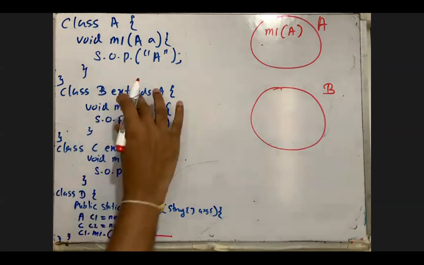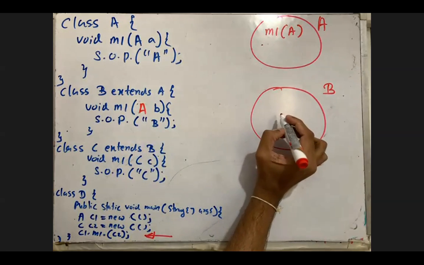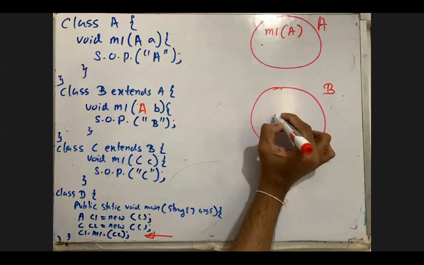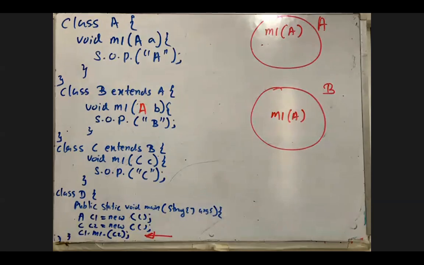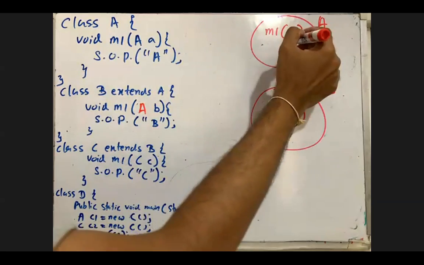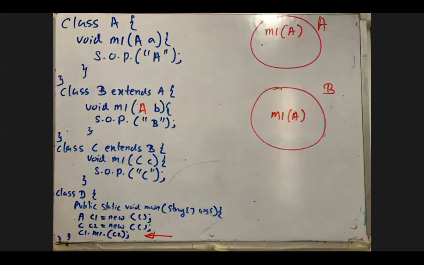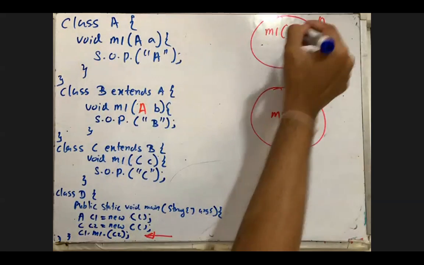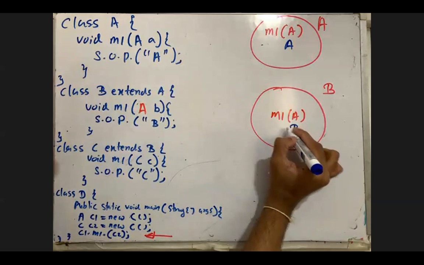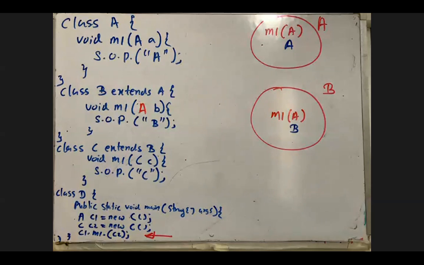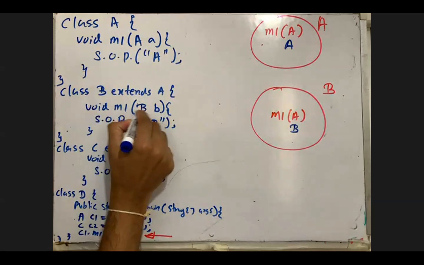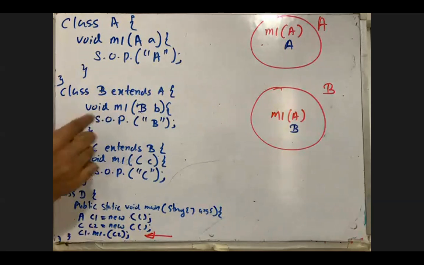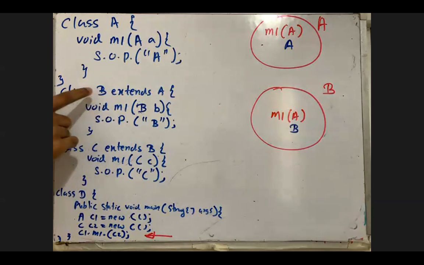Because it's overwritten, B class has M1A. Here this will output A. Here this will output B. Overwritten, so the output is B. Now, actually, this is not overwritten. Now this takes B, which means this is a different method. Different method means this is its own method of class B.